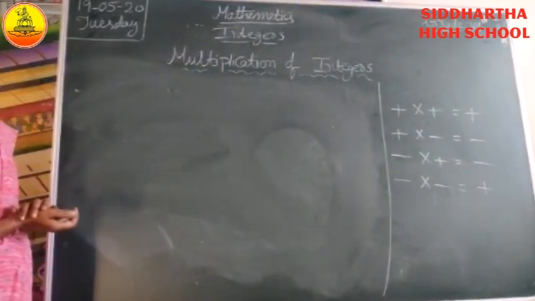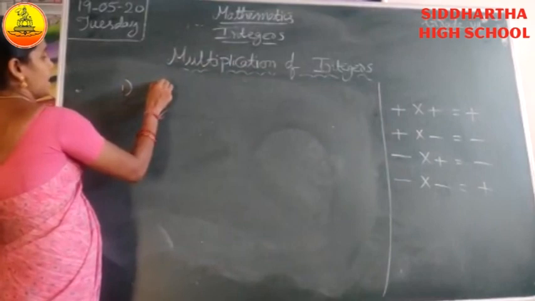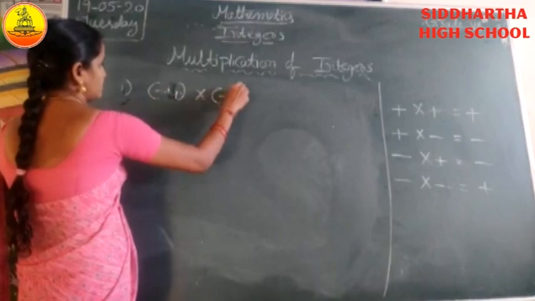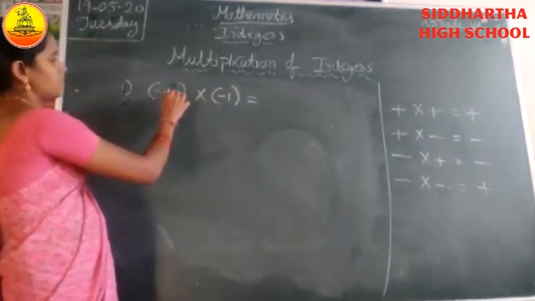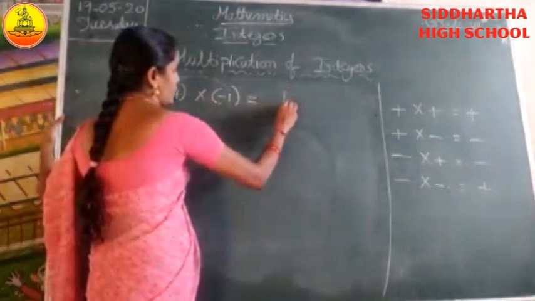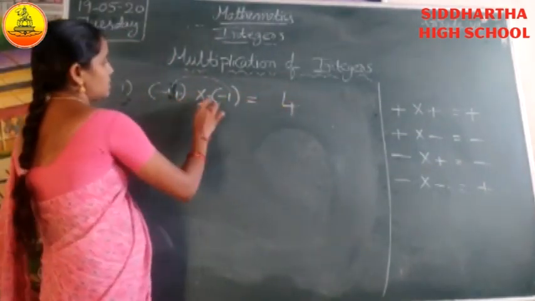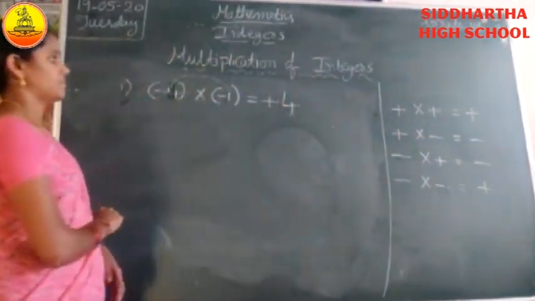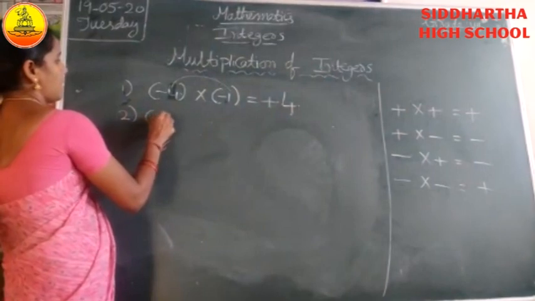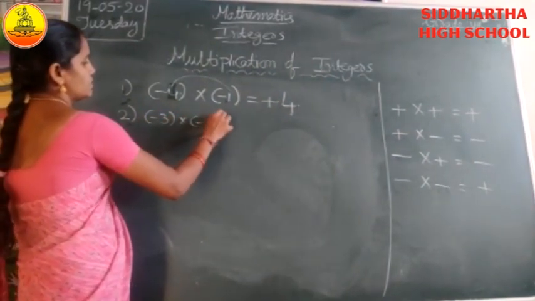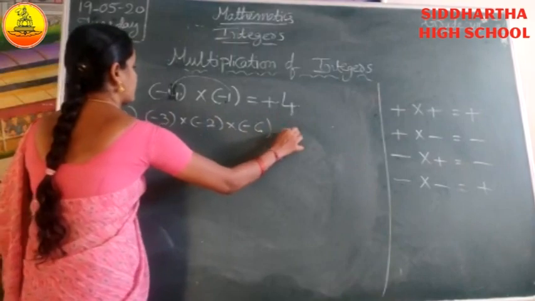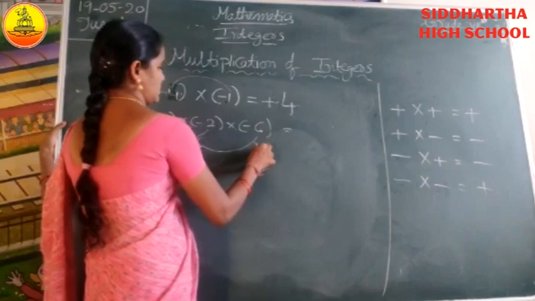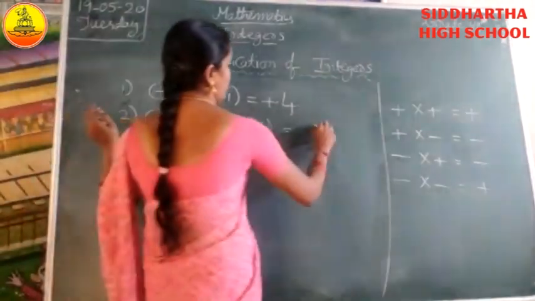Next, we will see about negative integers. Now I am multiplying minus 4 into minus 1. See, first you multiply the numbers, 4 into 1, 4. Minus into minus, what? Plus, plus 4. Okay. Next, minus 3 into minus 2 into minus 6. 3 2 6. 6 into 6, 36. So you write 36.